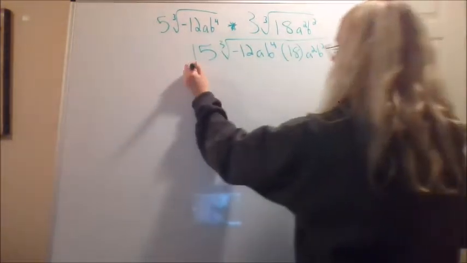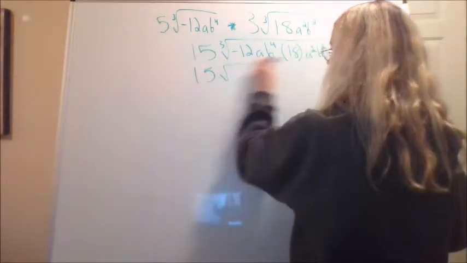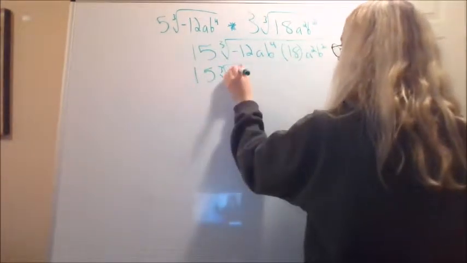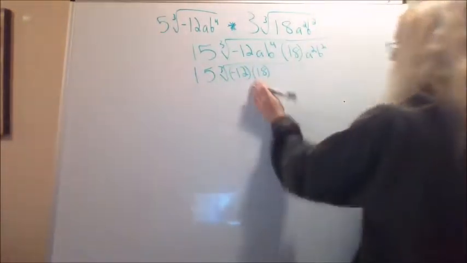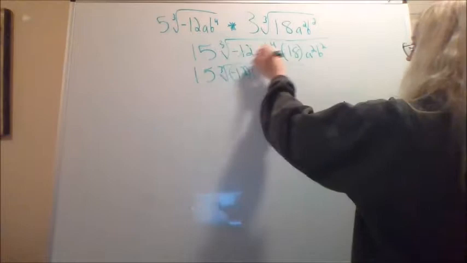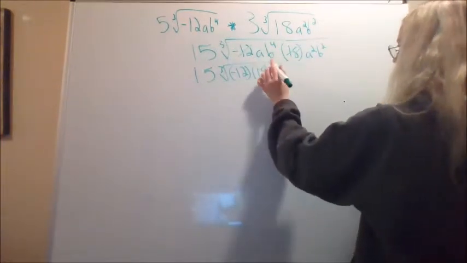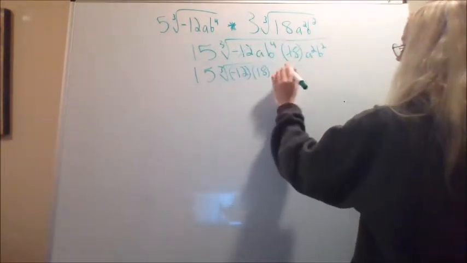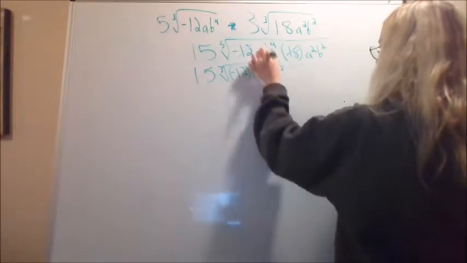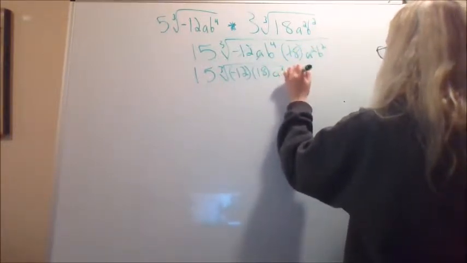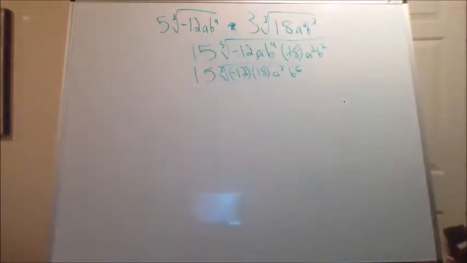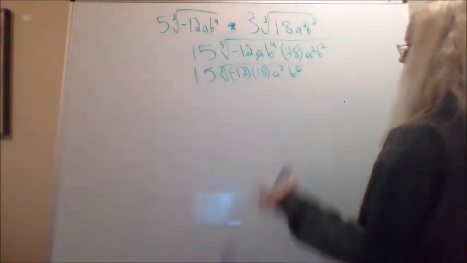So 15 third root of negative 12 times 18. Just going to group those constants together. We don't have to multiply them out yet. And we have a times a squared, that's a to the third. B to the fourth times b squared, that's b to the sixth power. And so that's what we have right now.